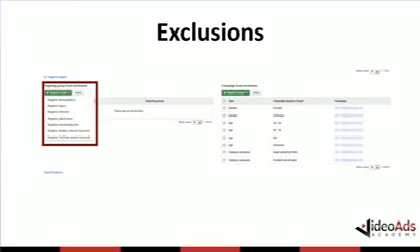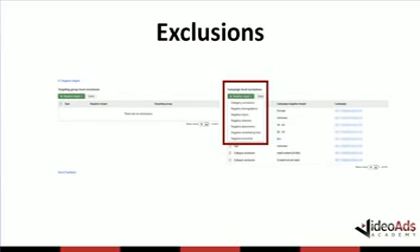Either way is a way that you can do it. Same thing with all the other features that you see here. Display network, keywords, YouTube search. And then those same features also apply at the campaign level.